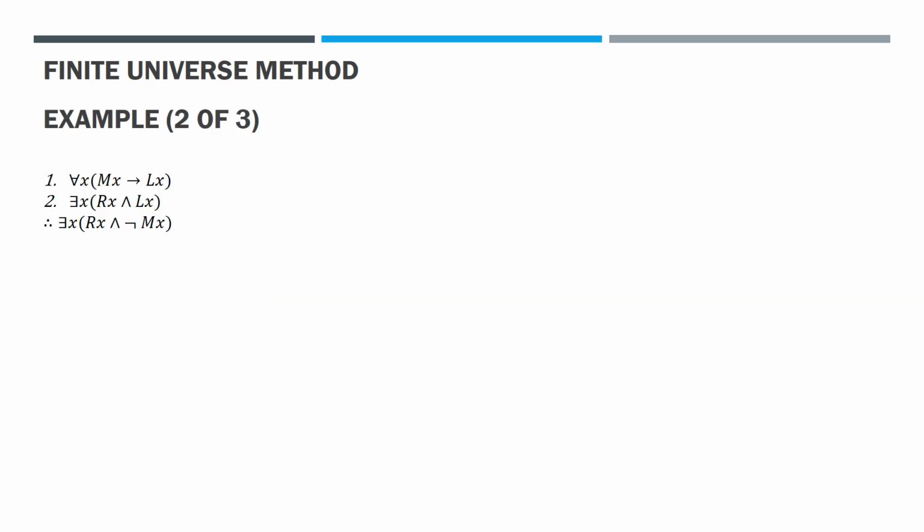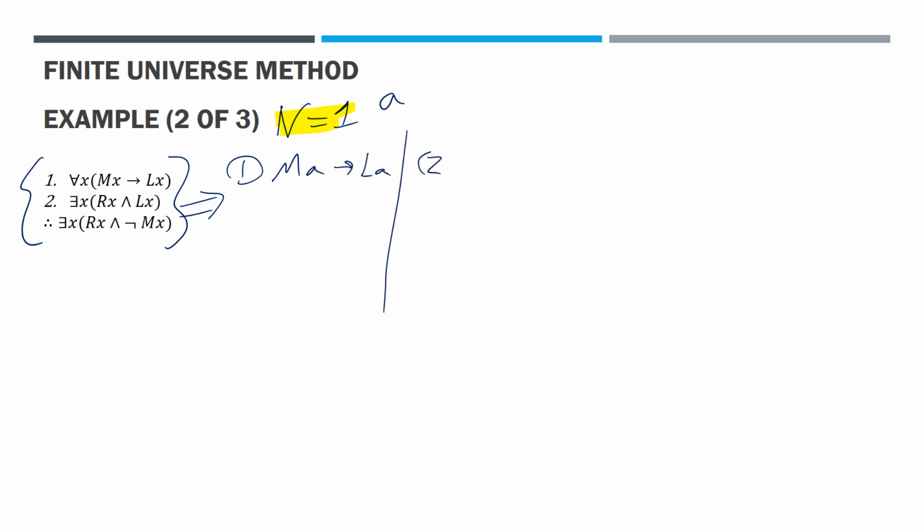We'll look at another example. We have two premises and a conclusion. We'll try a possible finite universe with one thing. Our first task is to convert this to a finite universe. Because there's only one thing, we'll call that A. So we'll substitute A for x. Hence we have MA arrow LA. Next we have RA and LA. And then our conclusion, RA and it is not the case that MA.